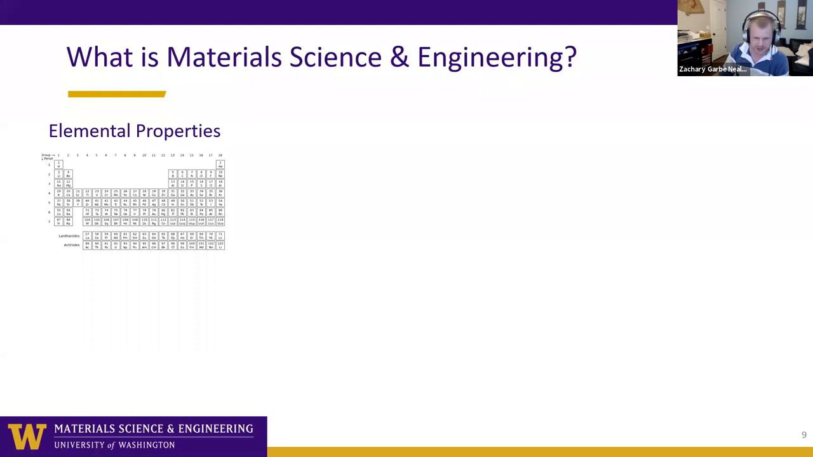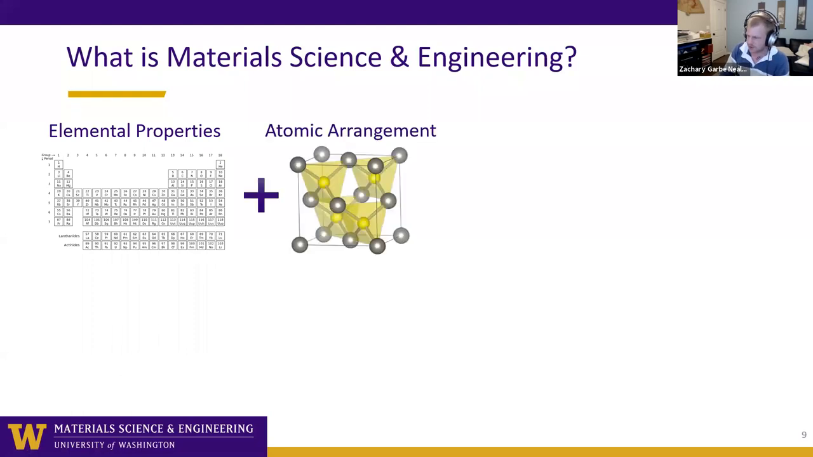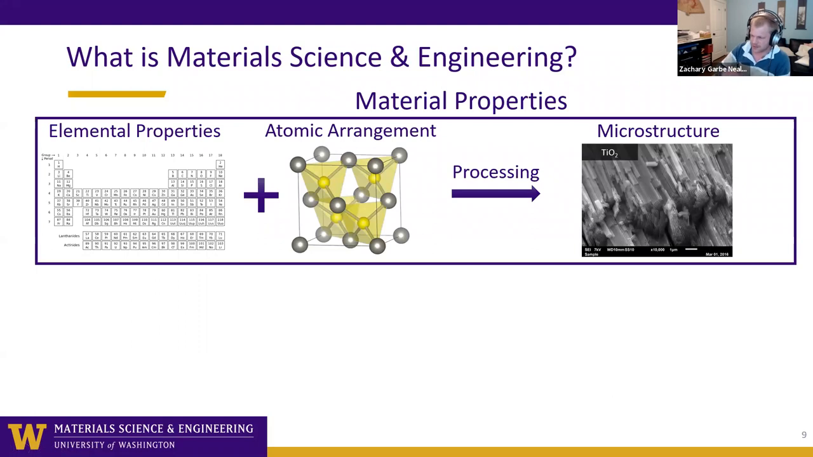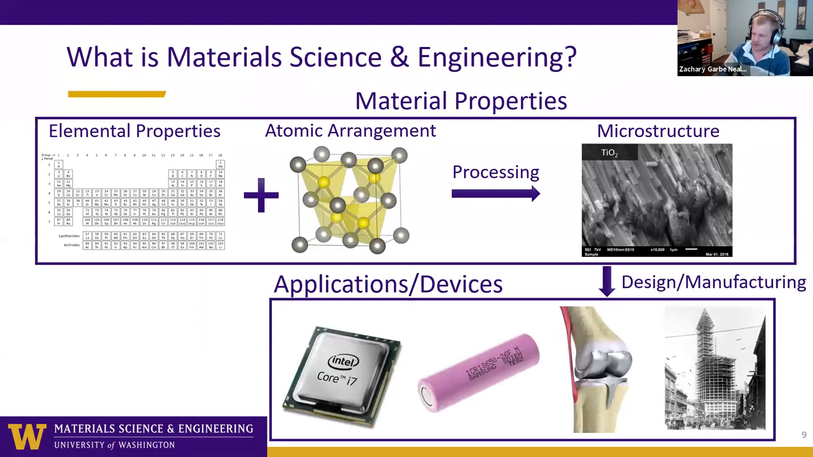And then I have a lot of slides, so I'm going to go through this quickly, right? So we take elemental properties, the properties of the elements, their atomic arrangement. We can change that. Then through processing, we can change their microstructure. Different microstructures can also give us different unique properties. Here's an image of titanium oxide nanotubes.